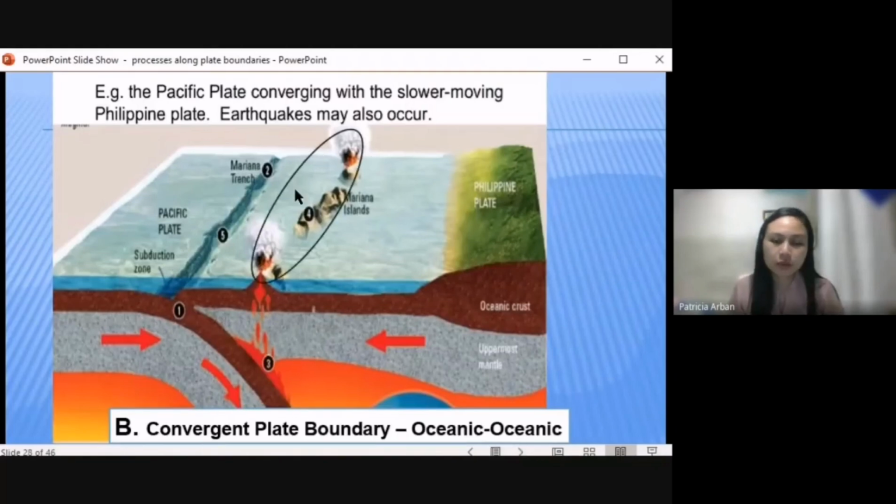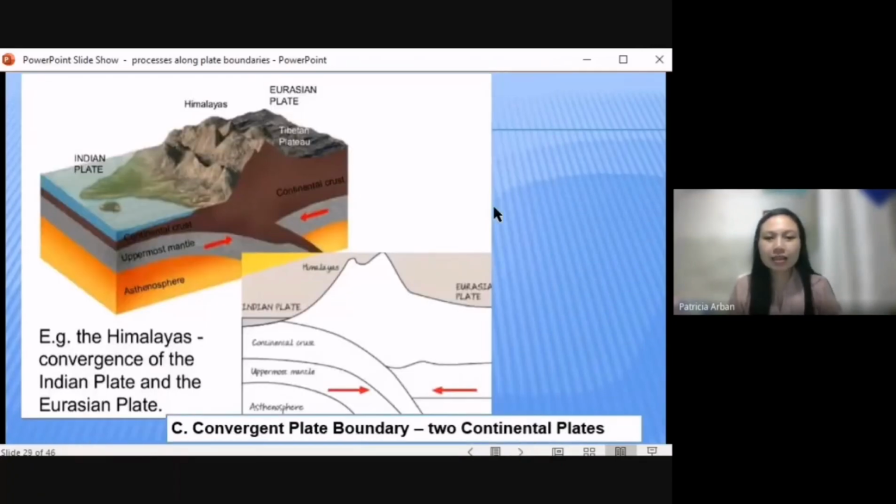Ayan. So, in our example, ito ay Mariana Islands. Okay. And then the last type of convergent plate boundary is the convergence between two continental plates. Okay, convergence between two continental plates.